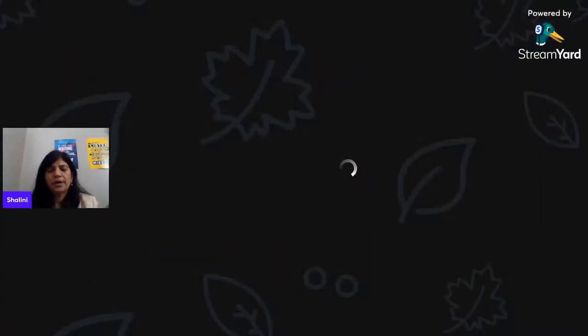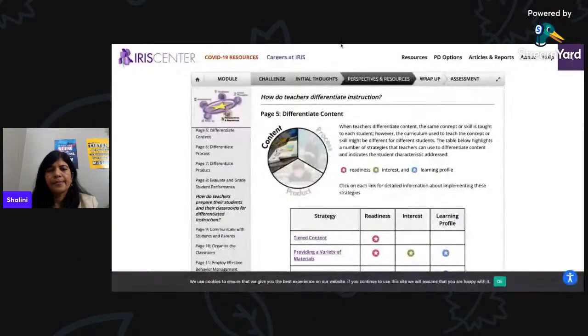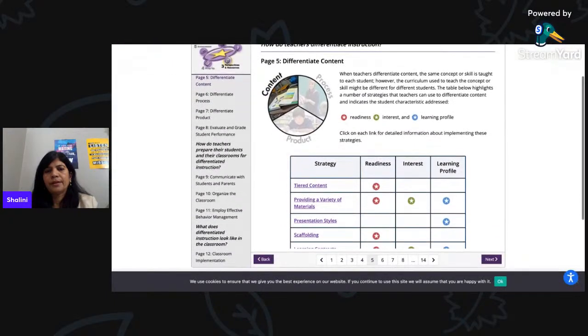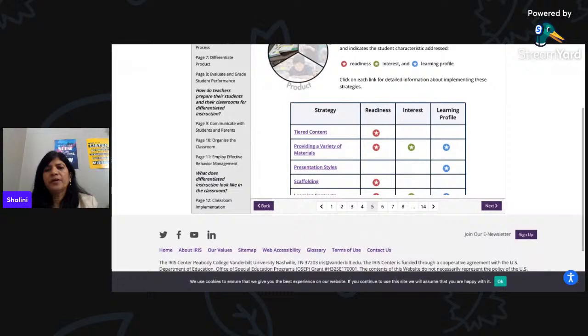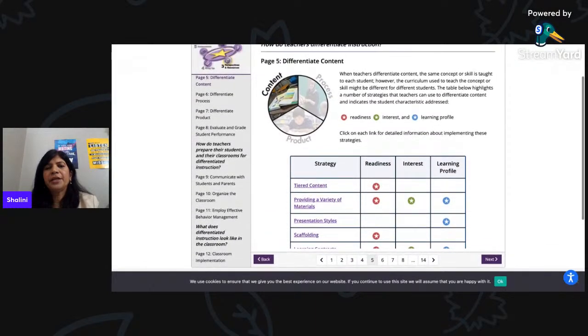Is it opening or not? Yes. So you see here, can you take it down, please? Right. So when we have to differentiate the content, we can plan tiered activities based on their readiness or provide a variety of materials, presentation styles, or scaffolding. You can open any of them. For example, let's open this tiered content.